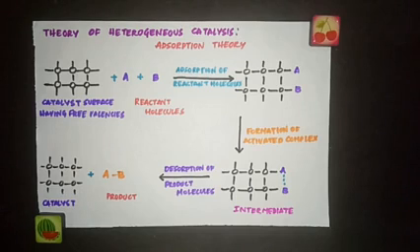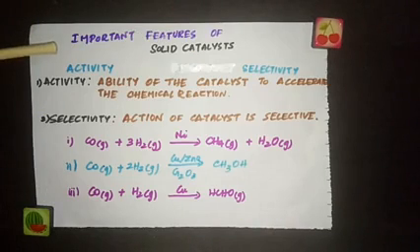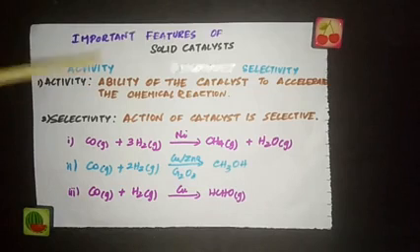Here we are talking about solid catalyst. There are 2 important features of solid catalyst. The 2 important features associated with the solid catalyst are activity and selectivity. So the important features of solid catalysts are activity and selectivity. When we say activity, it is the ability of the catalyst to accelerate the chemical reaction. Activity is the ability of the catalyst to accelerate the chemical reaction.